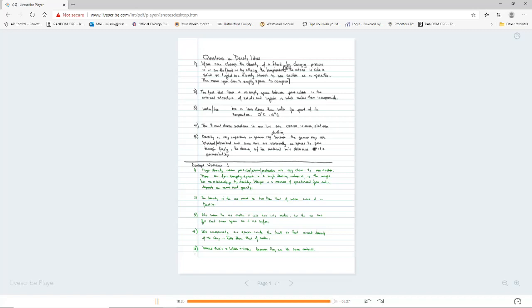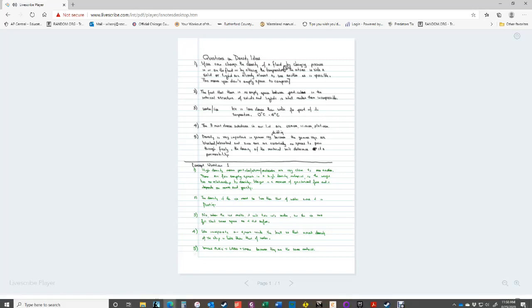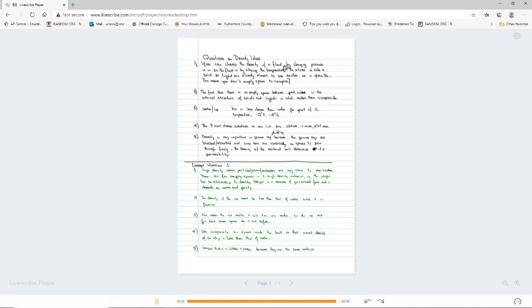Okay. Why does cream rise to the top? The scientific answer here is cream rises to the top of milk because it is less dense than whole milk. So there's your physics reason for why cream rises to the top.